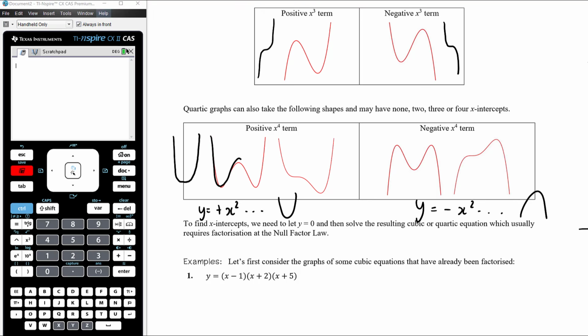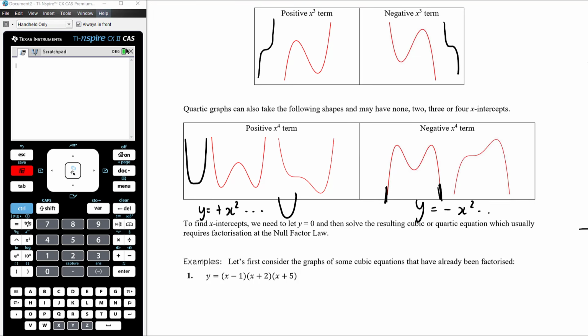We could also have at most 3 turning points, or we could actually have 1 point of inflection and 1 turning point. Regardless, the positive x to the power of 4 term means the graph starts up, finishes up. Okay. If, however, you've got a negative x to the power of 4 term, the graph will start down and finish down.